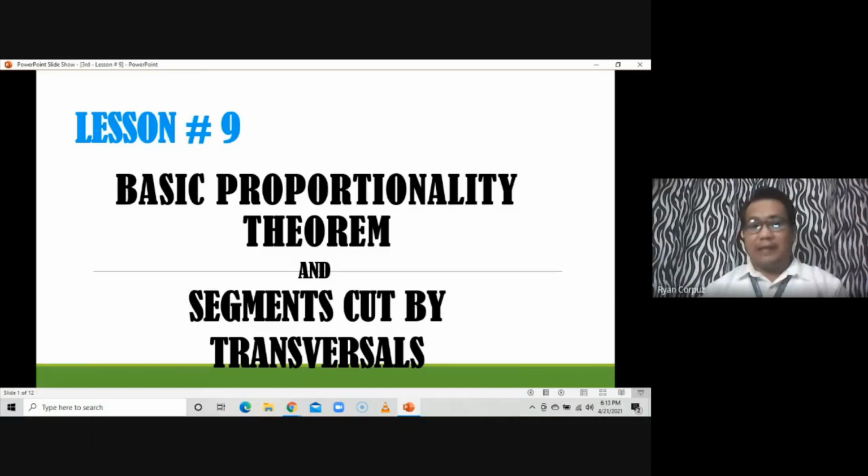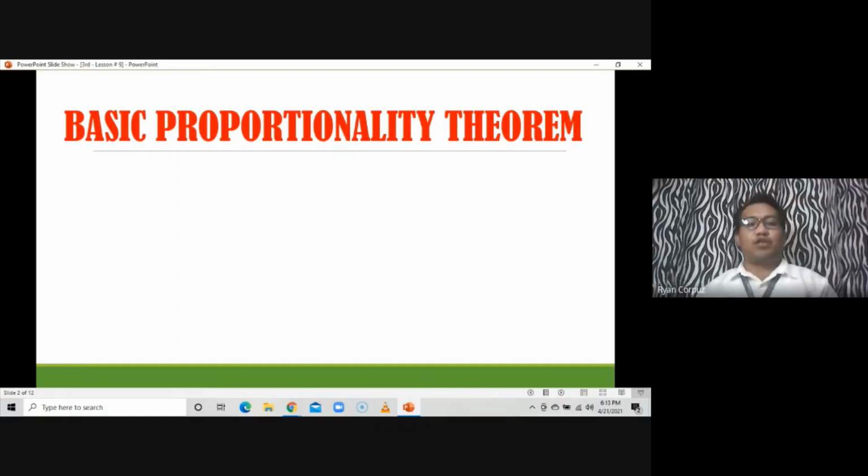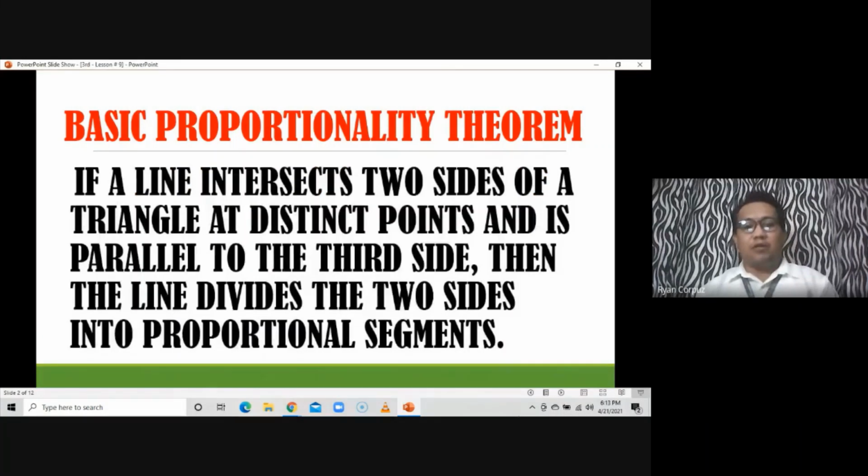So ano pang hinihintay natin? Let's start it now. Unahin natin yung basic proportionality theorem. So ano bang basic proportionality theorem? Sabi dito, the basic proportionality theorem states that if a line intersects two sides of a triangle at distinct points and is parallel to the third side, then the line divides the two sides into proportional segments.